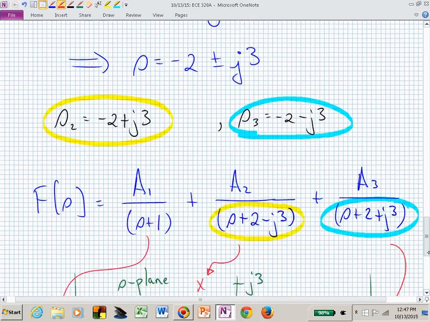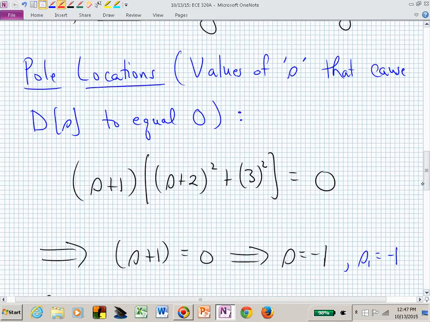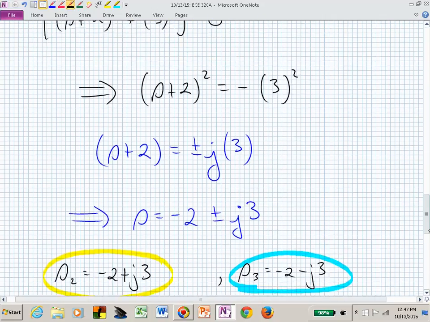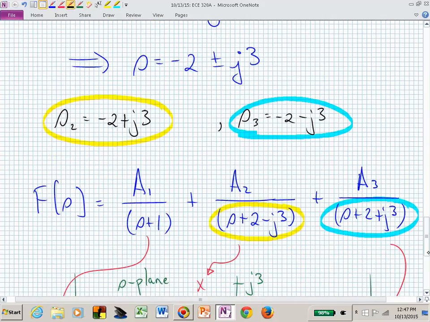Let's now find these A1, A2, and A3 in this expression. How do we find A1? And this is for case 1. This is when we have distinct poles. And those are all 3 distinct, are they not? They're not lying on top of each other. How do we find A sub 1?